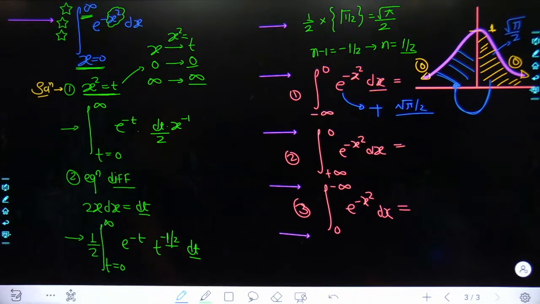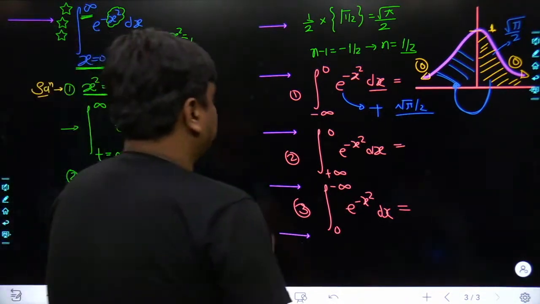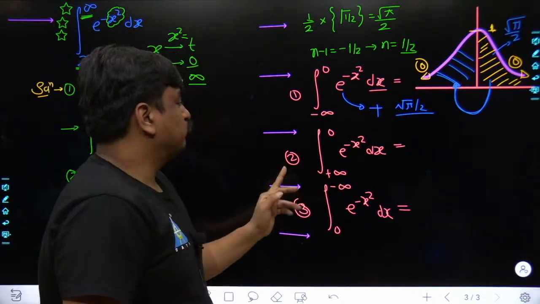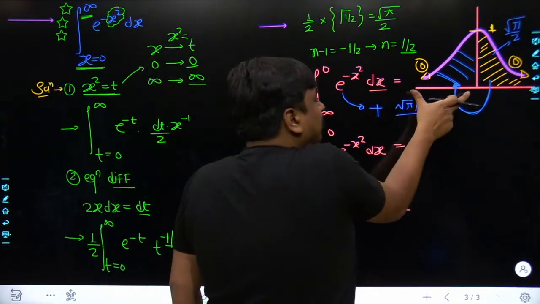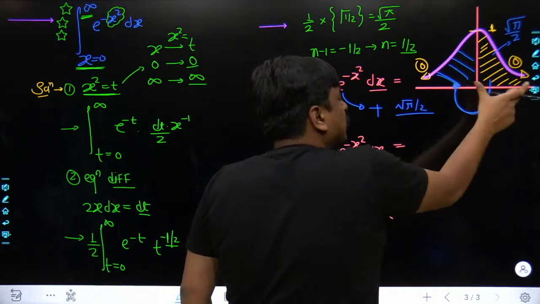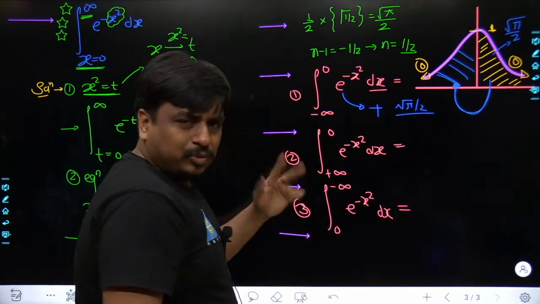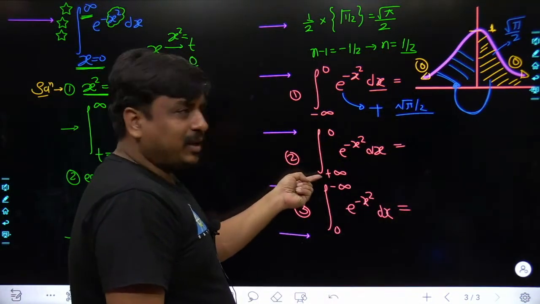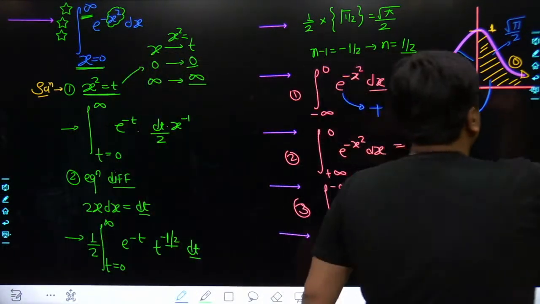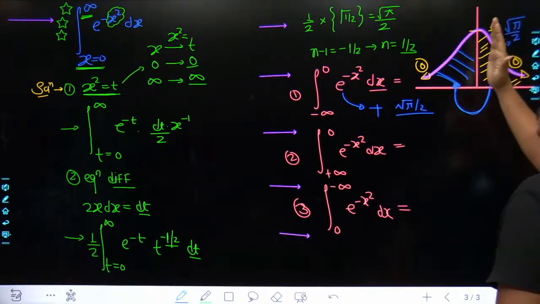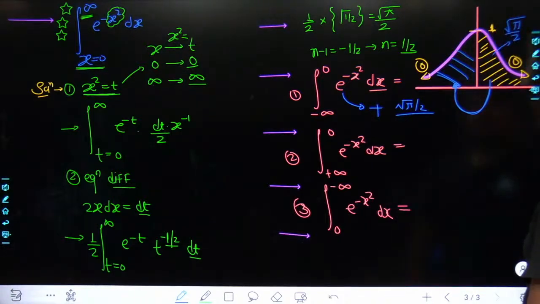So till this point, each and every thing must be clear to all of us. Now what is happening over here? We are still going to consider the same area, either the complete area between minus infinity to 0 or 0 to infinity. But the limit also makes sense. Now the upper limit is at 0 and the lower limit is at infinity. That means you are starting from infinity and going till 0.